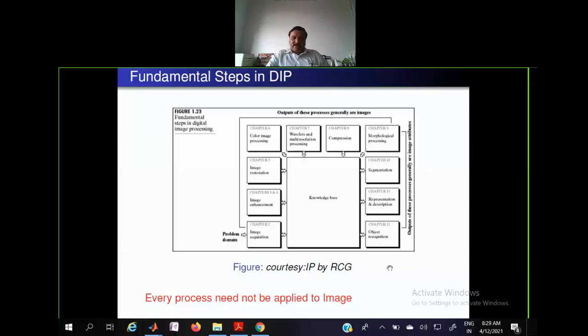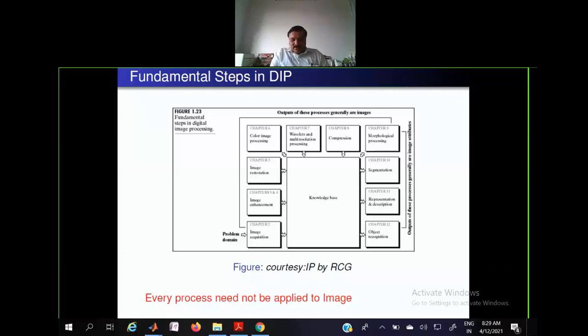If I am using license plate recognition, I am not interested in the color of the license plate. I don't need color image processing. I may not use wavelets. I may not use any compression. I may use enhancement. I may use restoration. I may need morphological processing. I will definitely need segmentation and then recognition. So some of these blocks are missing. So these are actually the steps.